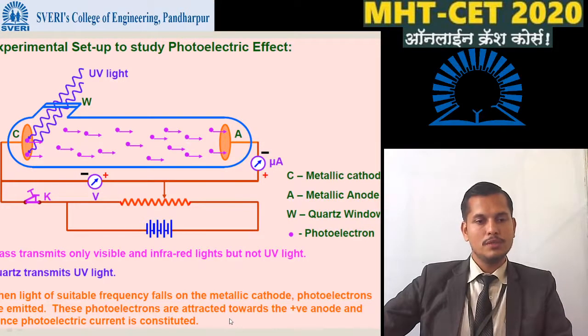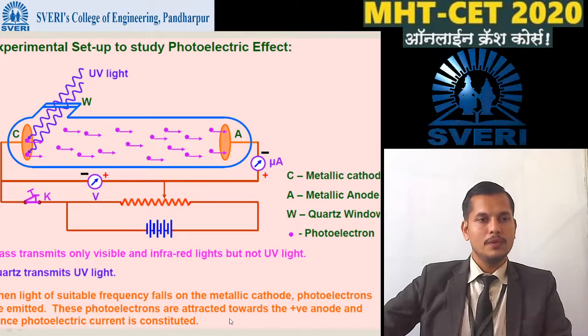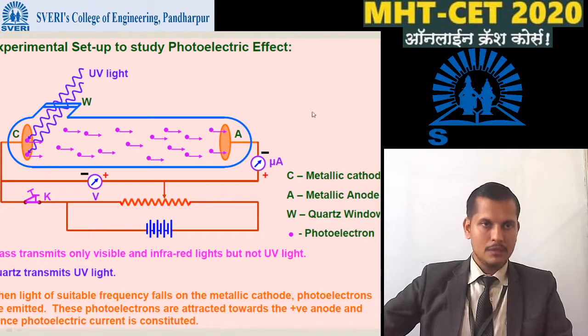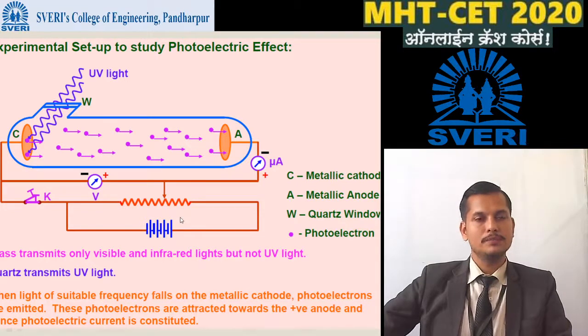Means these photoelectrons get attracted towards this positive anode and we are getting photoelectric current. So that is nothing but the photoelectric effect.